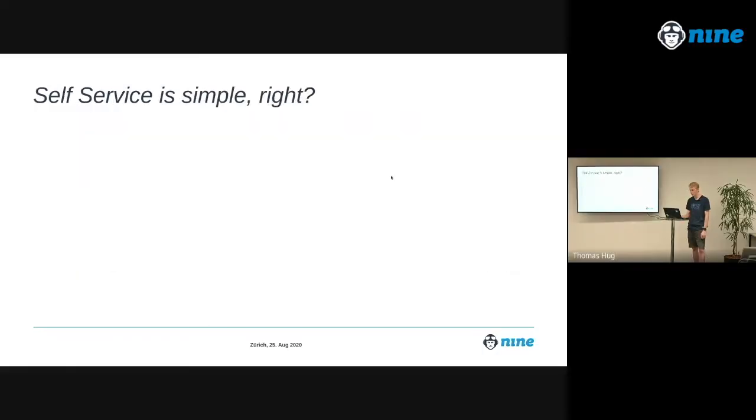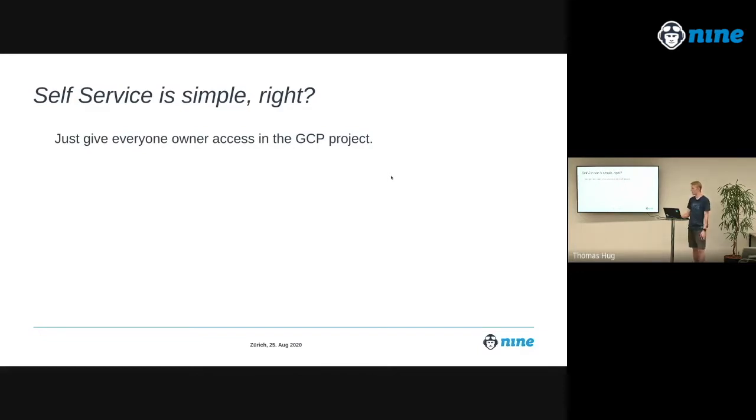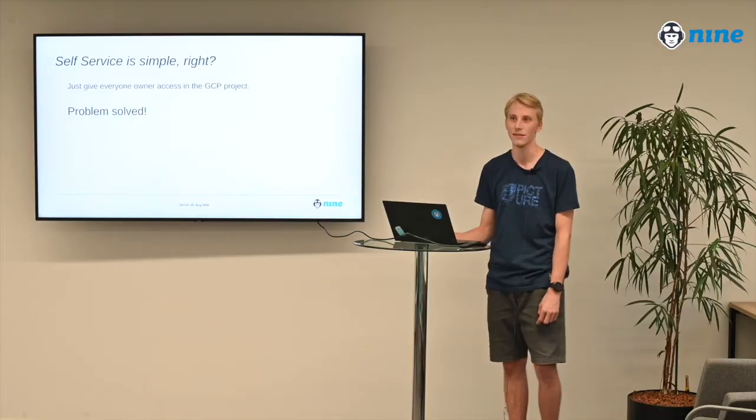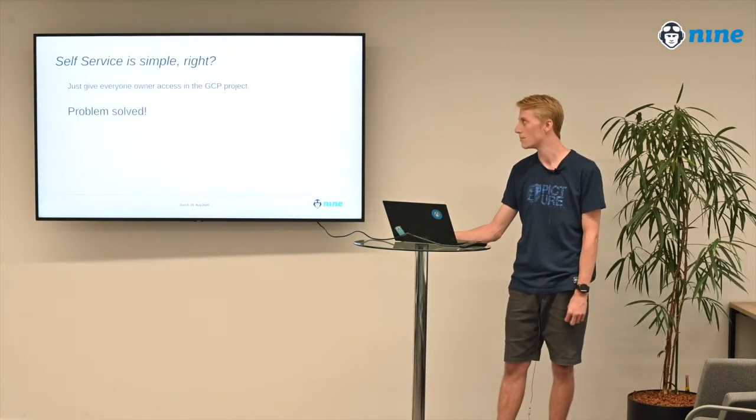So self-service is simple, right? We could do it like that: just give everyone owner access in the GCP project, problem solved, no need to worry, they can just click what they want. But as you might imagine, that's not a great idea, because there are going to be people who configure a database which doesn't do any backups. They might configure a database that has a shared core, that isn't supported by an SLA, stuff like that. It seems simple at first to click stuff together in GCP, but there are a lot of small details that are important, and you need to get them right.